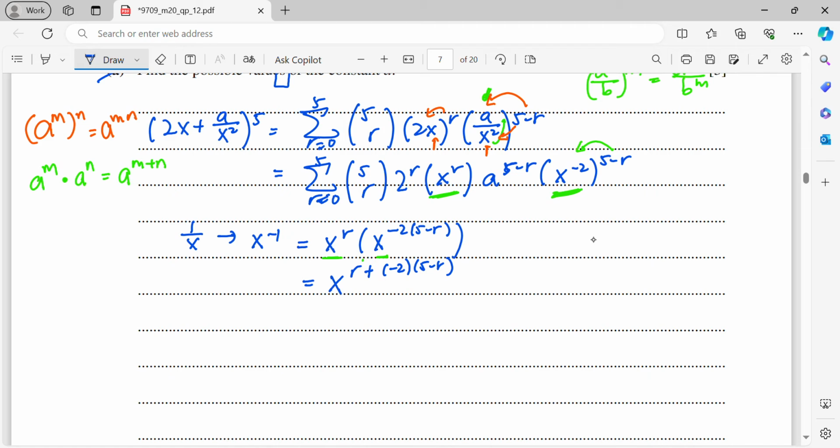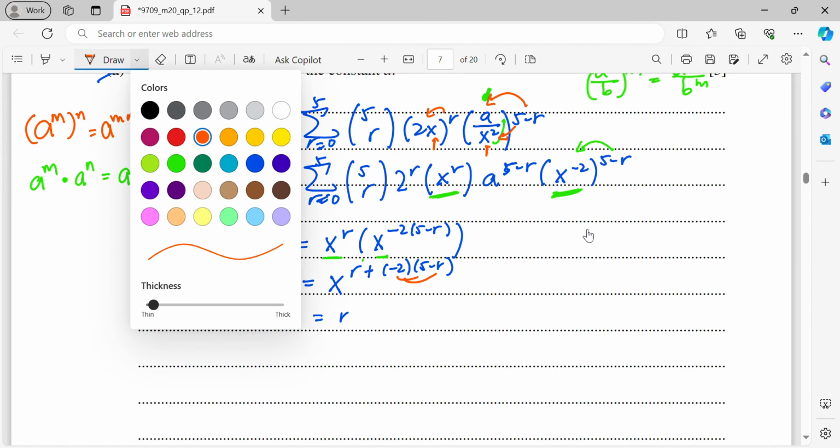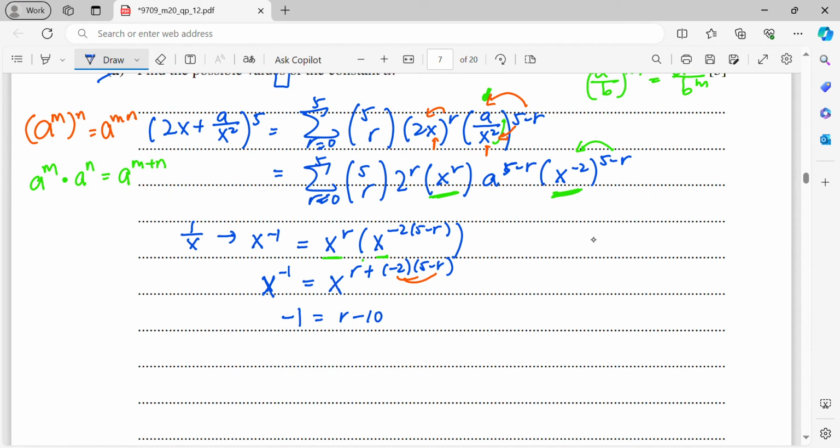Then now from here, I will just equate them because both sides also same x, same base. So I will write minus 1 equals to r. Okay, this minus 2, you just bring it in. So I will get minus 10. So minus 2 times minus r is plus 2r. Then the right side, it will be 3r minus 10. Then left hand side remains.